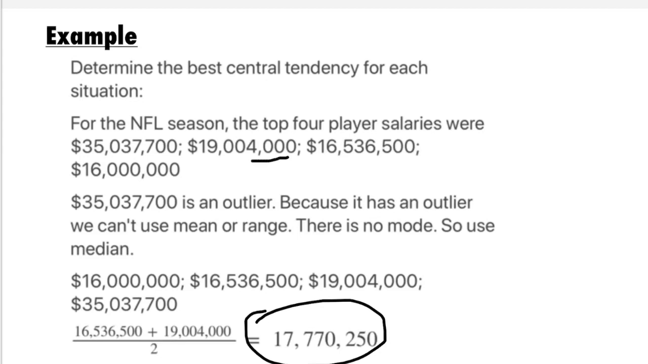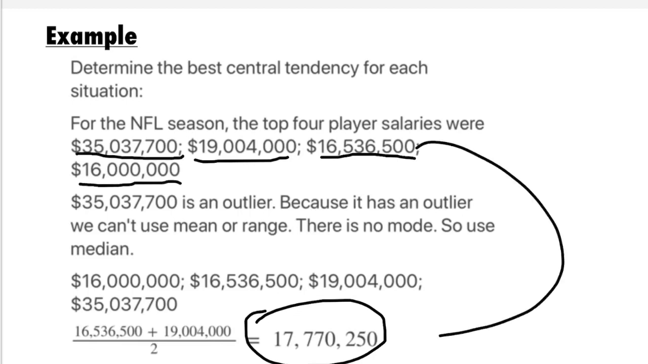And if you look at these salaries, that's a better idea of how much you would make because the majority of these numbers gather around that median versus gathering around the mean. So that's an example. Again, when you're looking at an actual situation, it helps you to really think through which measure of central tendency would be the best.